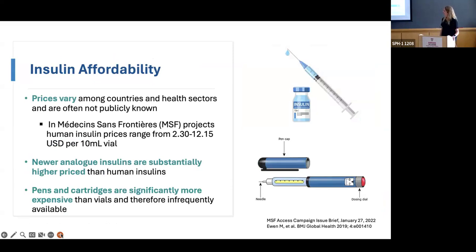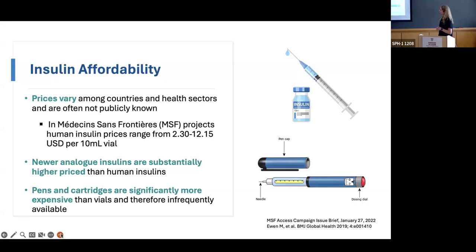Insulin affordability. I won't spend a lot of time on this, but I think we all know insulin is very expensive even in this country. Prices vary among countries and health sectors, and are often not publicly known. So Doctors Without Borders will pay one price, the International Red Cross another price. They can't tell each other what they're paying. It's not supposed to be disclosed. A 10 milliliter vial of human insulin in MSF projects can range anywhere from $2 to $12.